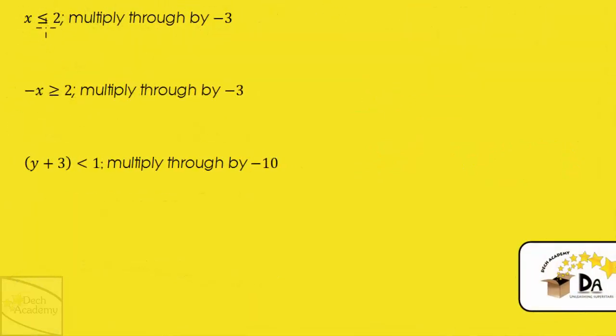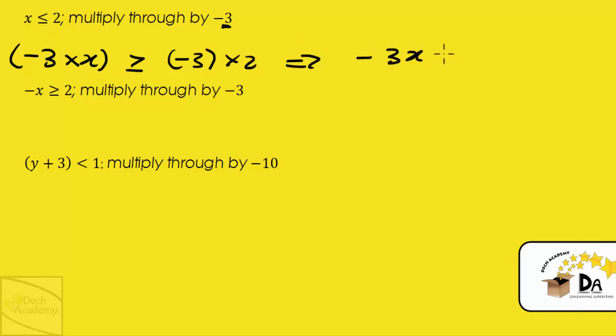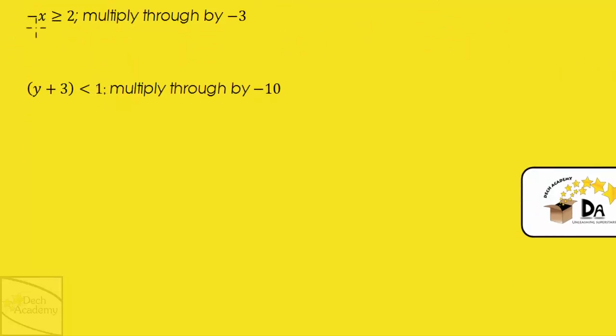x is less than or equal to 2. And we're required to multiply this inequality through by minus 3, a negative number. So we multiply the left hand side term by minus 3. We also multiply the right hand side term by minus 3. But we reverse the inequality symbol. And this gives minus 3 times x is minus 3x is greater than or equal to minus 3 times 2 is minus 6. And that's the result. Let's move to the next one. The inequality here is minus x is greater than or equal to 2. We're required to multiply the inequality through by minus 3. Doing so is as follows. Multiply the left hand side by minus 3.